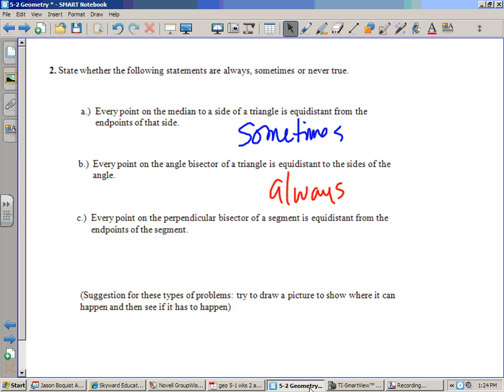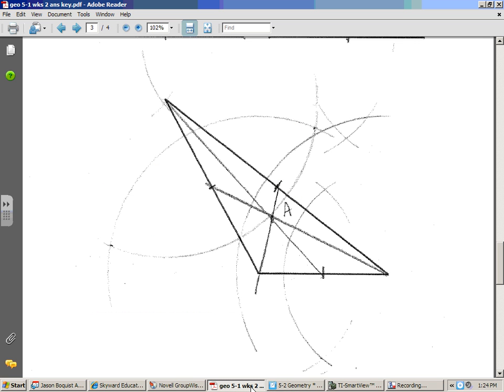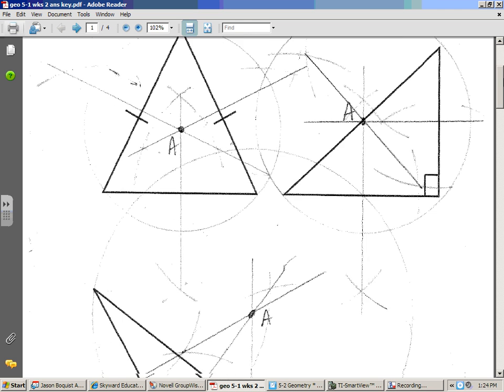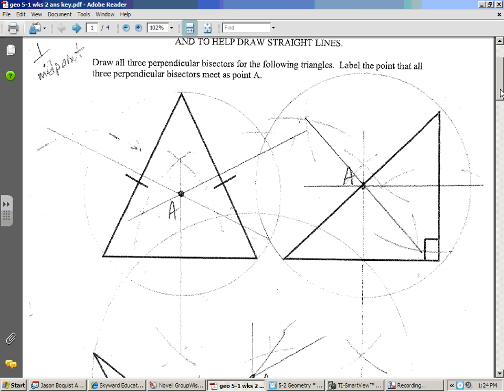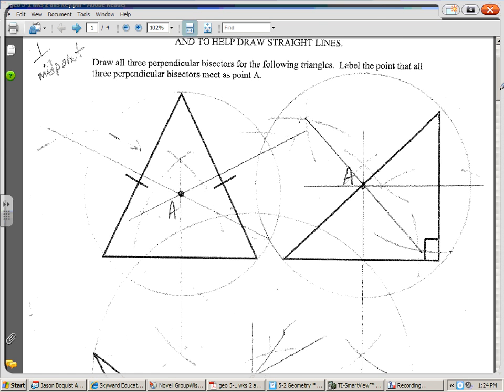And we'll do one more, and I think you'll get the idea of what to do. Every point on the perpendicular bisector is equidistant from the endpoints of the segment. Perpendicular bisector, huh? That's the first one, I think. So we'll just pick one. Let's see, I don't think we've used this one yet. And we need the endpoints of this segment. And we just need to pick a point. And we'll pick that one. What do you think? It's looking pretty good, isn't it?